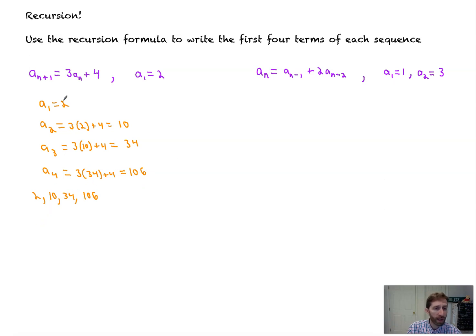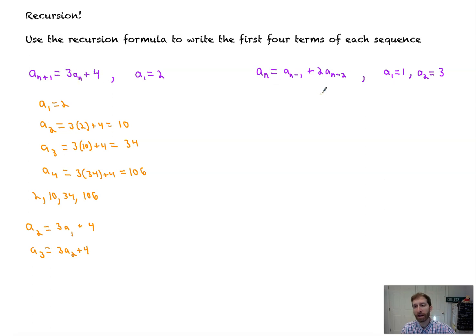You could also have looked at it this way and said a sub 2 is equal to 3 times a sub 1 plus 4, and then plugged in. And then a sub 3, or a sub 2 plus 1, is equal to 3 times a sub 2 plus 4. You could look at it as plugging in numbers, that's fine. I like to look at it as the next term is equal to 3 times the current term plus 4.